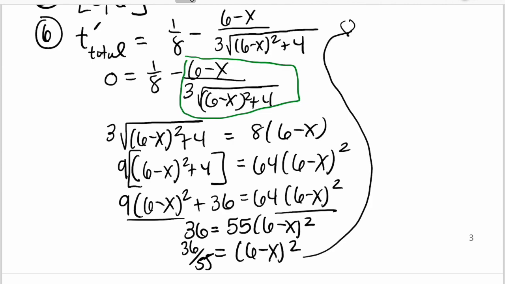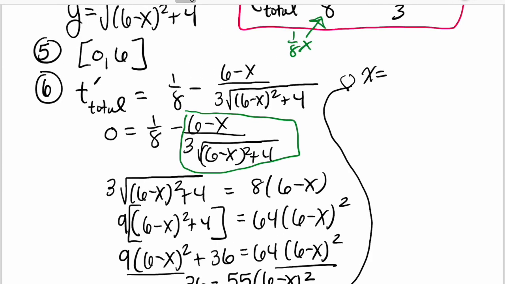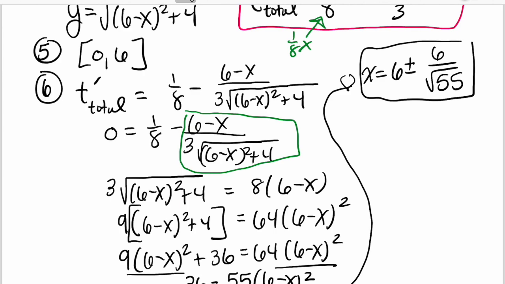Then I can square root both sides. We'll finish up here. And when I square root both sides and I add 6 to both sides, I get x equals 6 plus or minus 6 over the square root of 55. And so these are my possibilities. Now, 6 plus 6 over the square root of 55 doesn't fall into our domain between 0 and 6. So I'm only going to look at x is equal to 6 minus 6 over the square root of 55. And if I put that in terms of a decimal, let's see what we get.